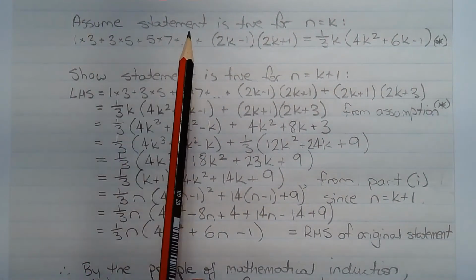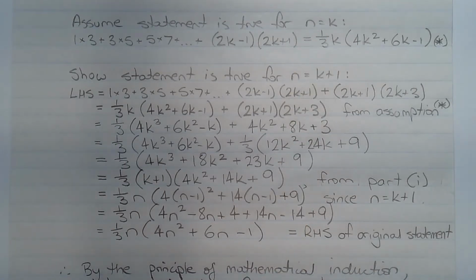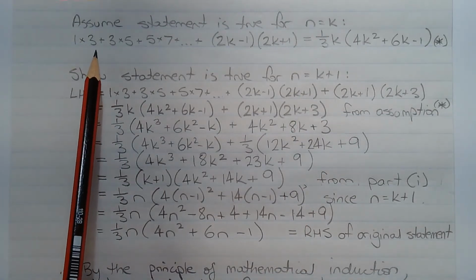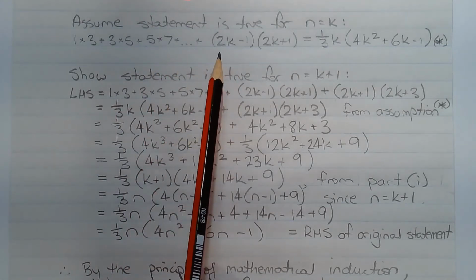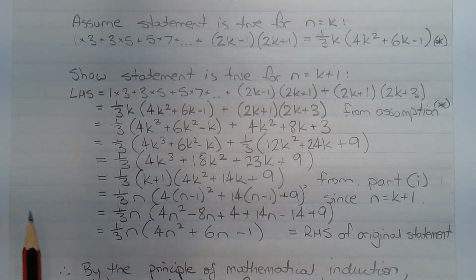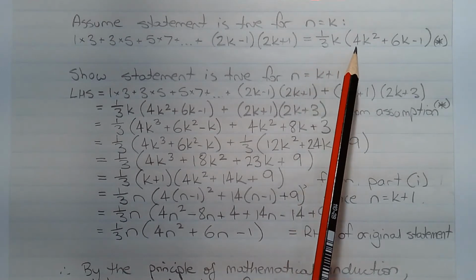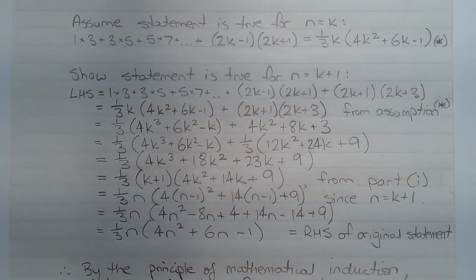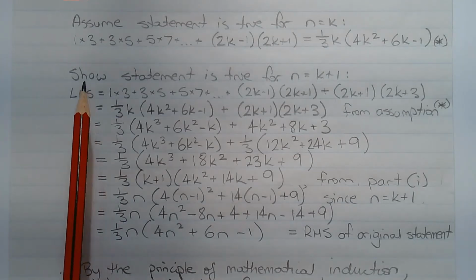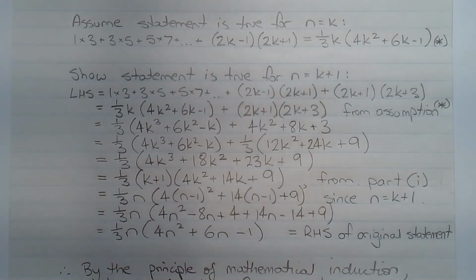Next, we assume the statement is true for n equals k. In other words, 1 times 3 plus 3 times 5 plus 5 times 7 plus ... plus 2k minus 1 times 2k plus 1 is equal to 1/3 k multiplied by 4k squared plus 6k minus 1. Next, we show the statement is true for n equals k plus 1.